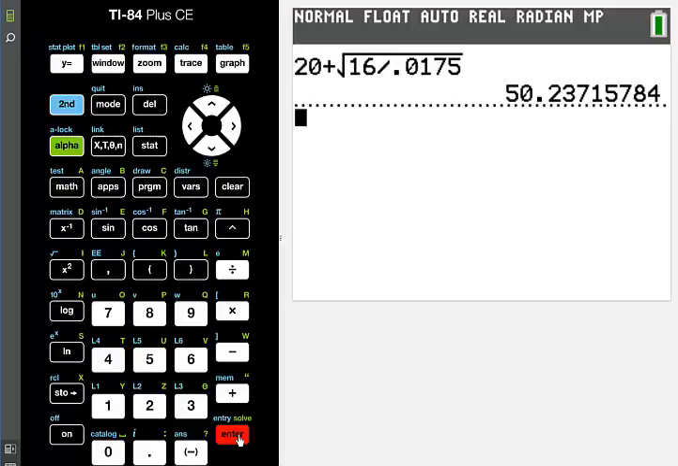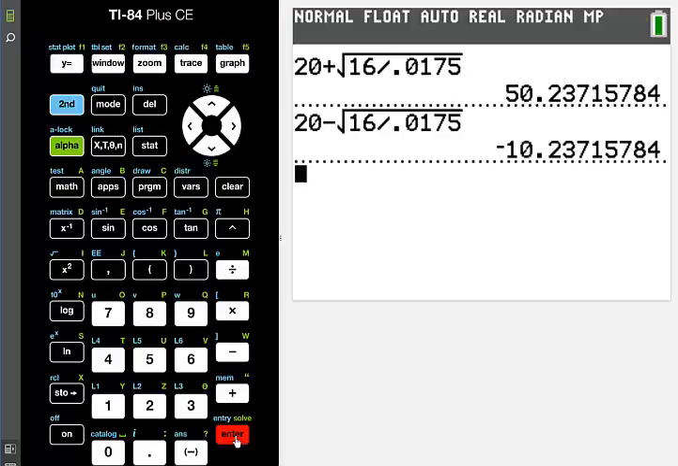There's my first solution. Remember that great entry feature in blue above enter? If I just choose second entry and then arrow myself over to the plus, I can replace the plus with a subtract and very quickly get my second answer. So those are the two t values that are solutions. We generally round our t values to the nearest whole numbers, so it looks like we've got 50 and -10.